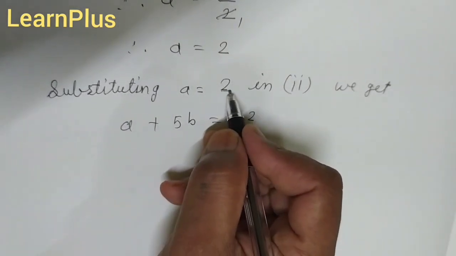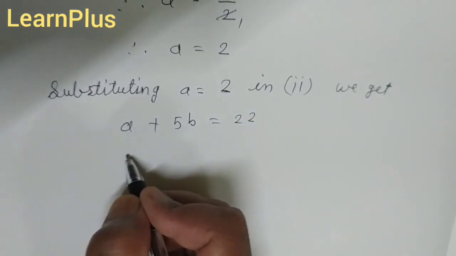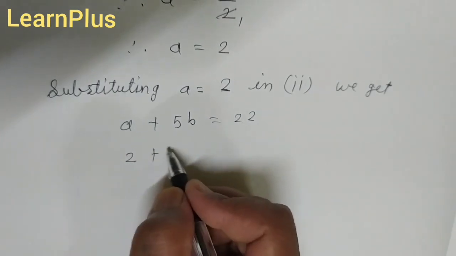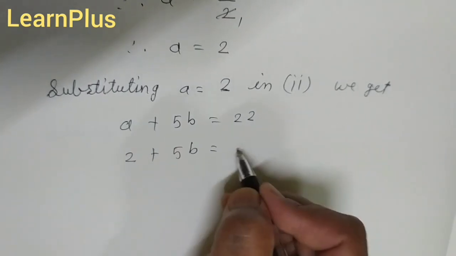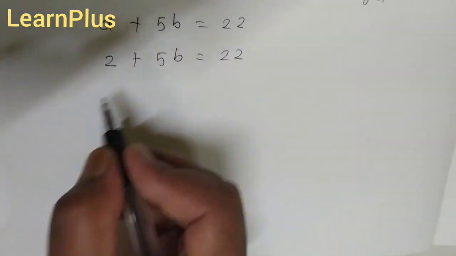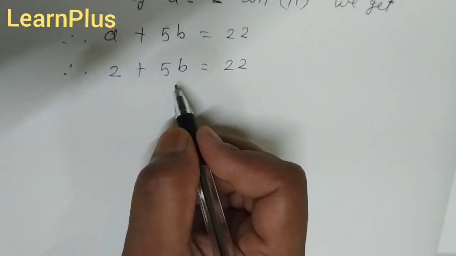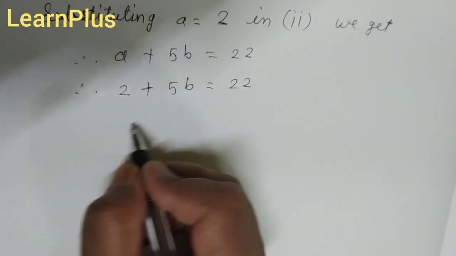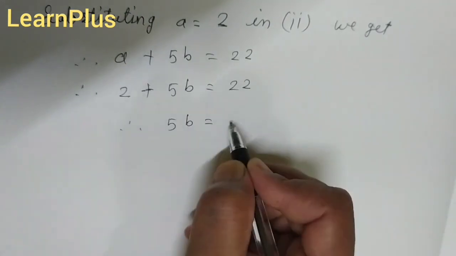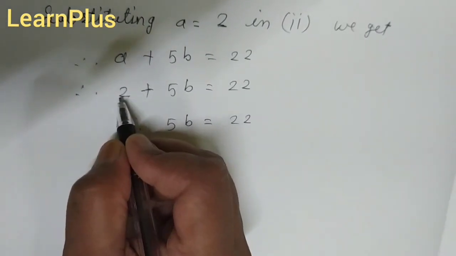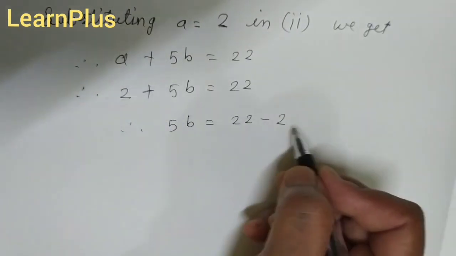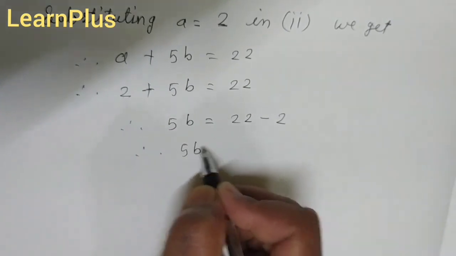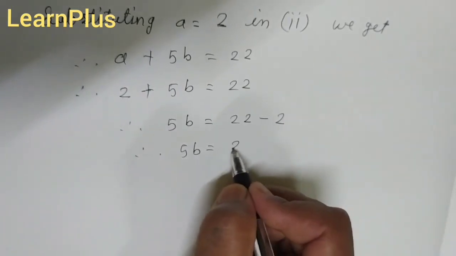A is equal to what? A is equal to 2. Then we'll put the value. Here we have to put the value. 2 plus 5b is equal to 22. Now how to find the value of 5b? First we'll see this one is 2. We'll transfer to this side. Then what is remaining here? 5b is equal to 22. This one is plus, means it becomes minus. There it will be minus. If we subtract 22 minus 2, what will come? 5b is equal to 22 minus 2, 20.